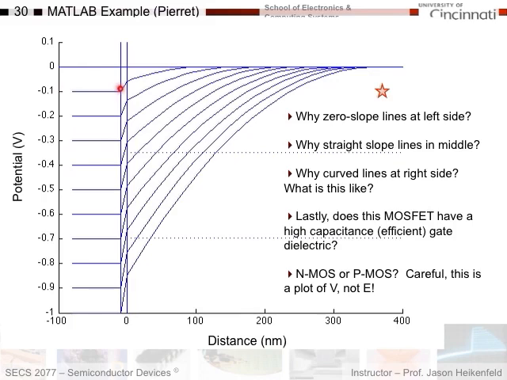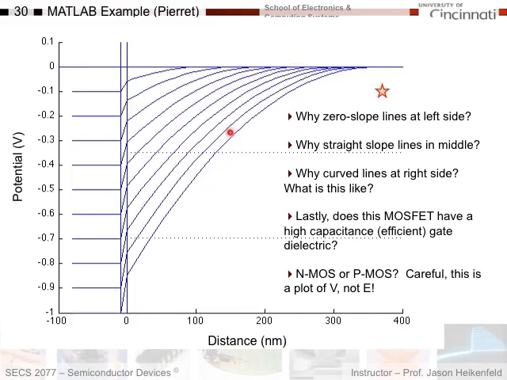Why do I have straight lines in the middle? Notice how straight these are. That's my oxide. Remember, I have constant electric field across the oxide, so the potential drop should be constant as well. And this is for a bunch of different gate potentials. So I'm putting more and more negative voltage on the gate. That's what each one of these potential lines is for. So here's minus 0.6 volts applied, voltage drop across the oxide, voltage drop across the semiconductor.